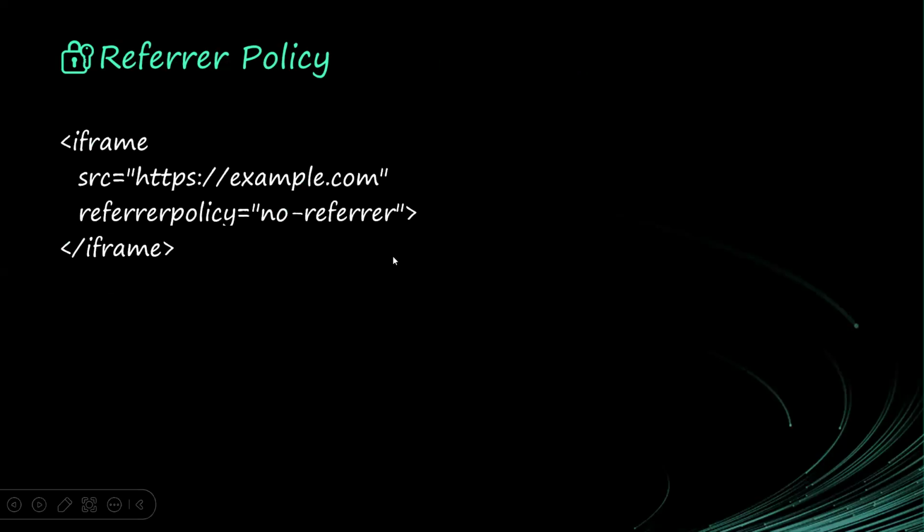Now we have the referrer policy. When we embed from YouTube, let's assume you're watching a video coming from YouTube. The moment you click this video, it will send the referrer to YouTube. Referrer is just the URL. YouTube has its content embedded in my website, so if you click on this video, my website will send its URL to YouTube.